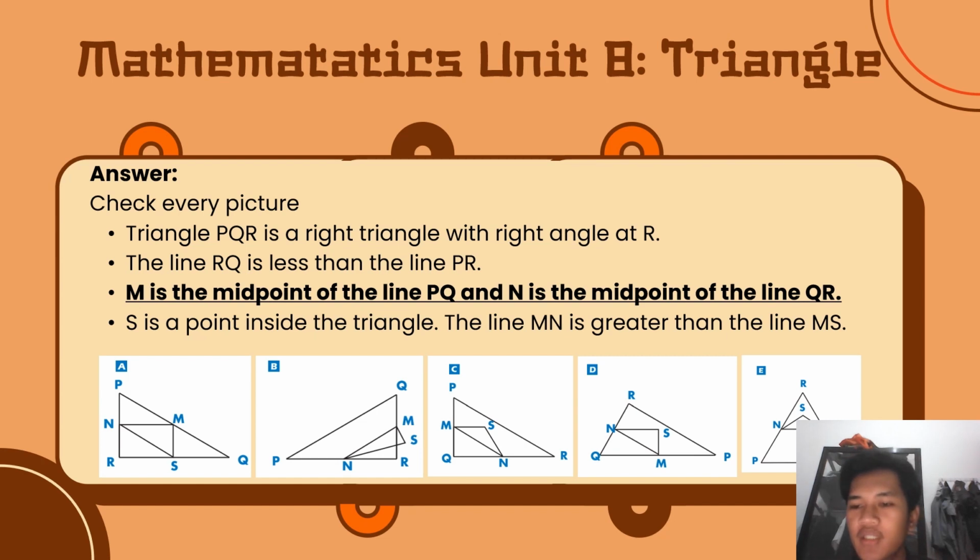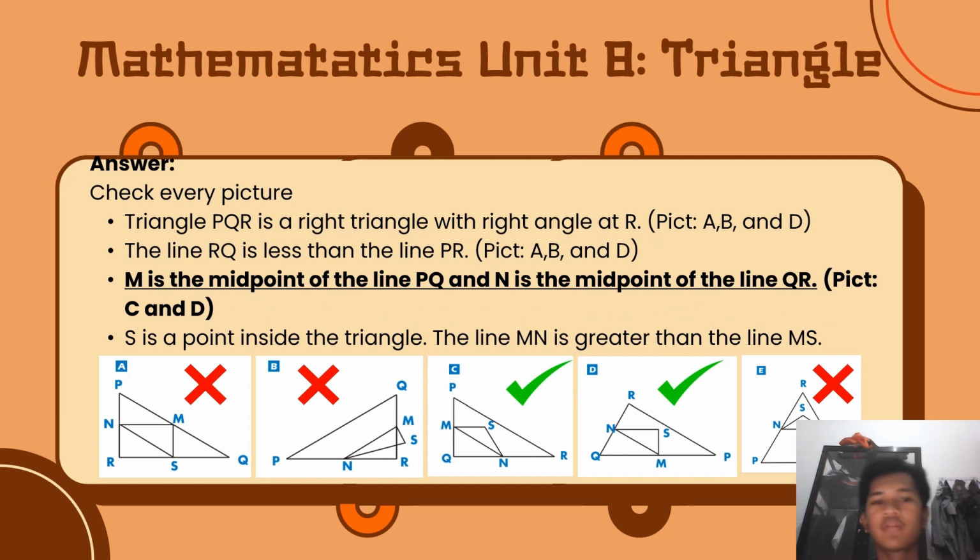And then let's move to picture C. Picture C is correct because the midpoint of line PQ is M, and the midpoint of line QR is N. And then picture D. Picture D is correct too, because the midpoint of line PQ is M and the midpoint of line QR is N. And then the last, picture E, is wrong because there is no midpoint at line PQ and the midpoint of line QR is not N but M. These are the answers for the third description. So let's move to the last description.